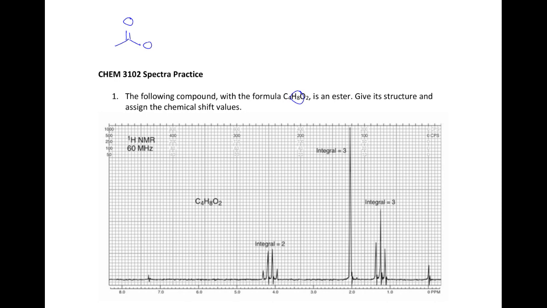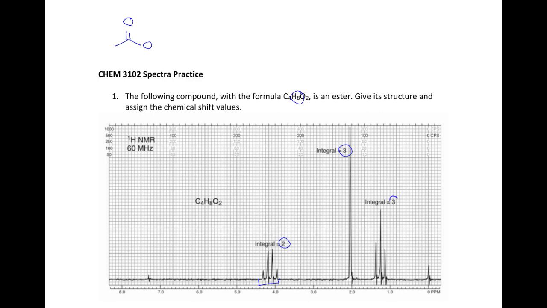If I look at the integration, it isn't given to us in step curves. It's actually given directly to us on the spectrum, which is kind of nice. The integral here is 2, so the area under this quartet would represent 2 protons. This one here is 3, a ratio of 3 protons to the first 2 protons that I circled, and the last one is 3.